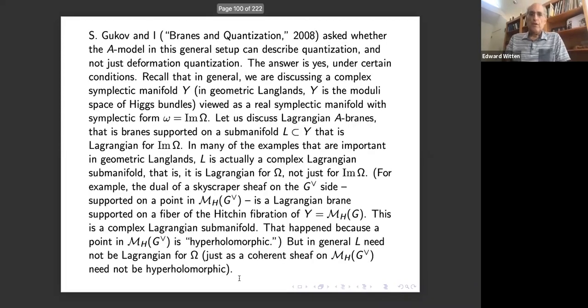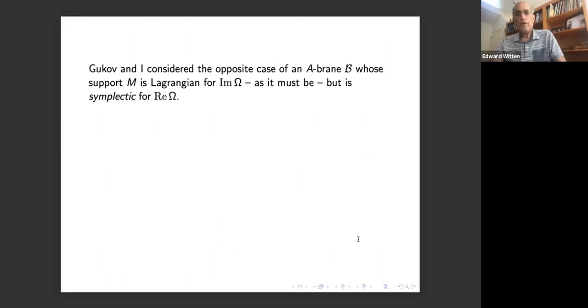So a simple case still, which is important in examples, is that you have an A brane supported on a Lagrangian submanifold for M omega, but it's actually Lagrangian for omega, not just M omega. Gukov and I considered the opposite case of an A brane B, whose support M is Lagrangian for M omega as it must be, but is symplectic for real omega.